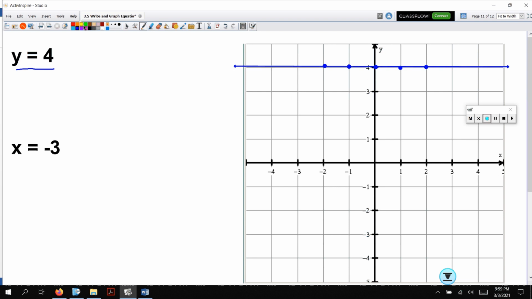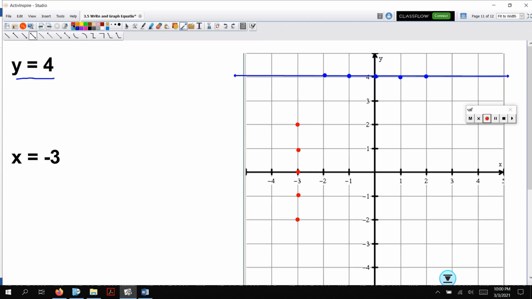It's in blue. Then x equals negative 3. X lines are vertical, right? They intersect the x-axis. So every point on this line, x equals negative 3, and that's why that's the equation. It's just that simple. Right? That is a vertical line. And where they intersect just so happens to be the point negative 3, comma 4.